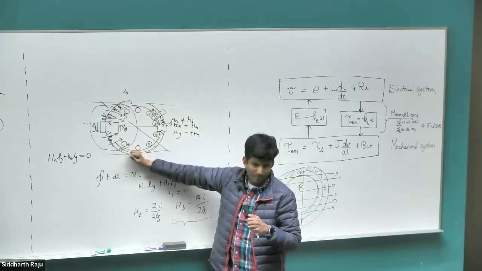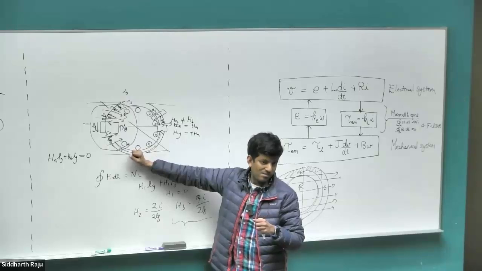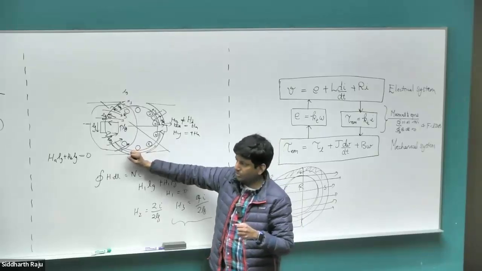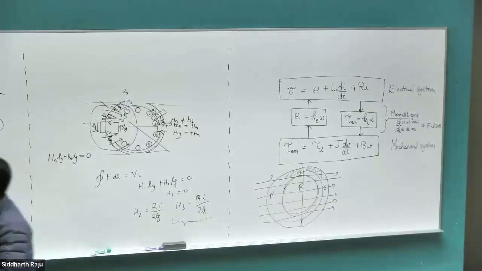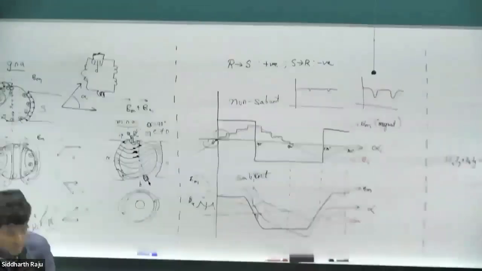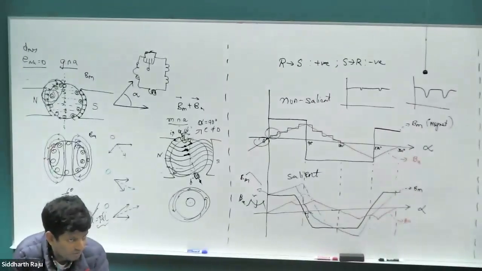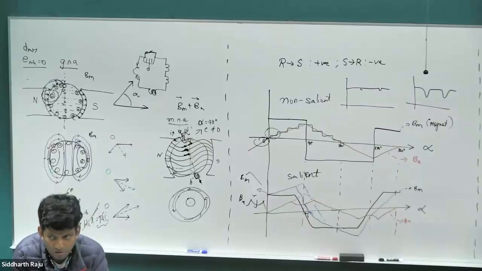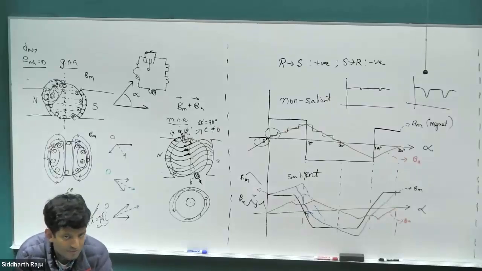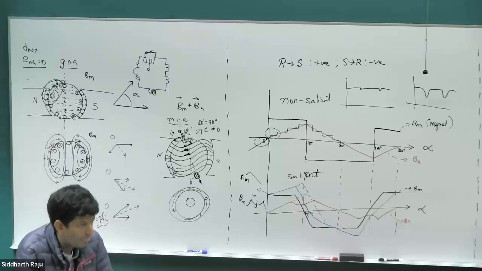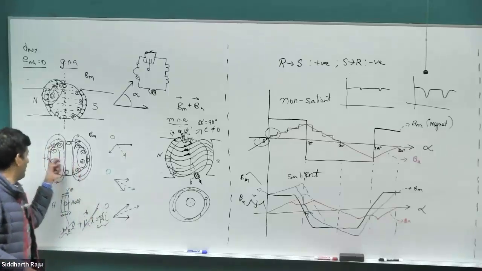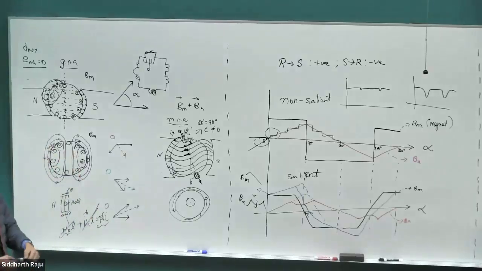What is this effect called? So this magnetic field that we have here, is this cross magnetization or direct magnetization? You remember I gave you two terms in last class. When is it called cross magnetization? When is it called direct magnetization? Is this magnetic field in the direction of the external magnetic field, or is it perpendicular due to the armature current?